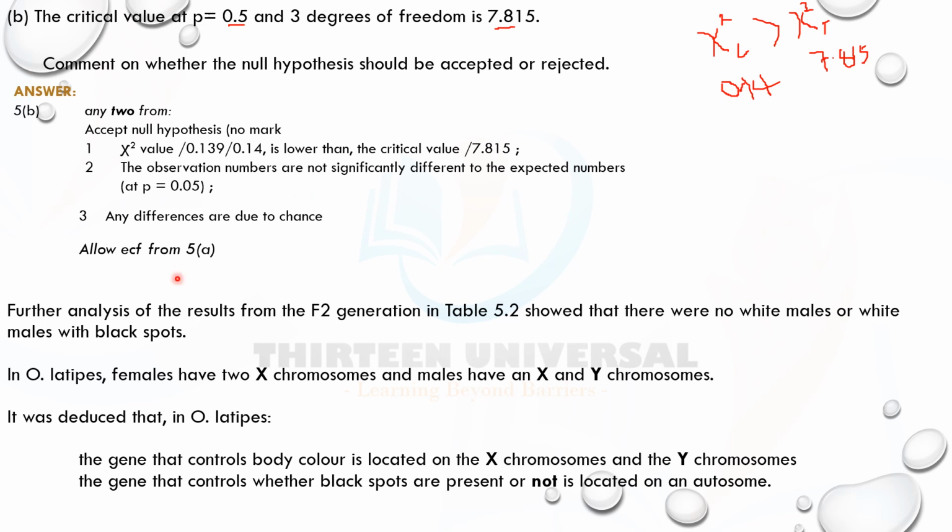All right, so let's go to the next one. Further analysis of the result from the F2 generation in table 5.1 showed that there were no white males or white males with black spot. In O. latipes, females have two X chromosomes and males have X and Y, just like in human beings. It was deduced that the gene that controls body color is located on the X and Y chromosomes, and the gene that controls whether there is a black spot or not is located on an autosome.